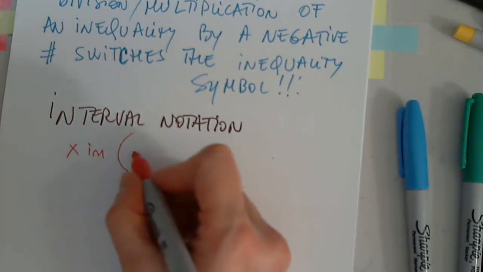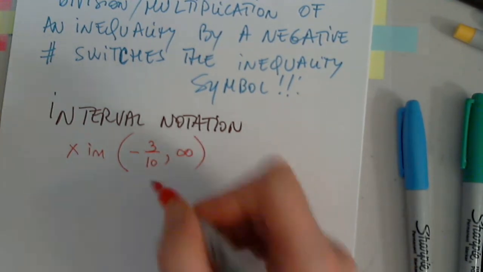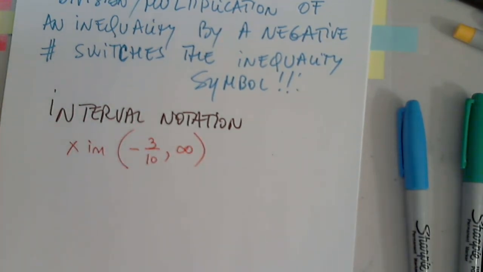Okay, perfect. So it would be -3/10, comma, infinity, and then close with a parenthesis. Great job. Okay, anything else, or do we move on to graphs? Okay, let's move on to graphs.